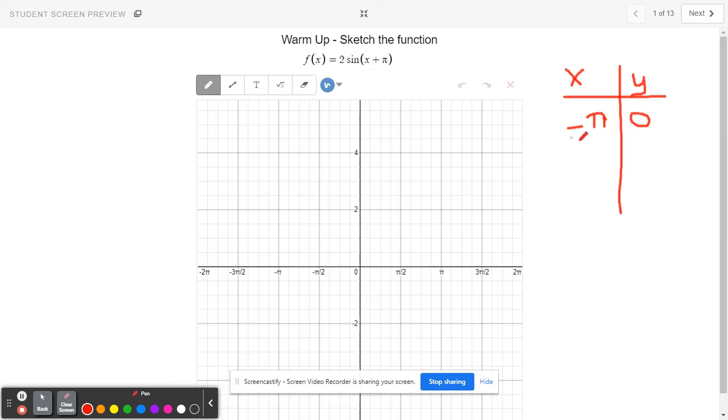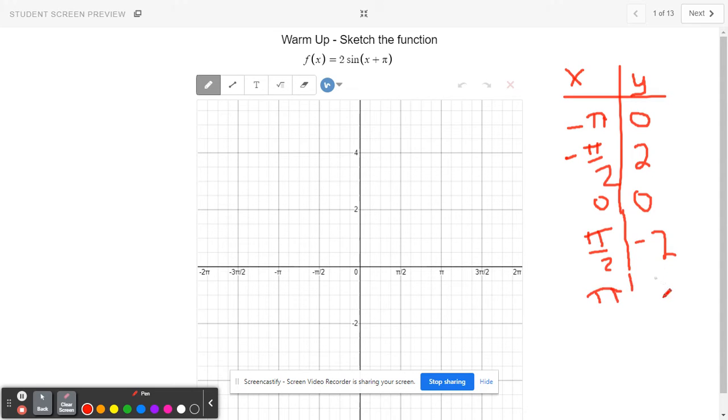And if I plug in negative pi halves, I get sine of pi halves, which is 1. 1 times 2 is 2. If I plug in 0, I get sine of pi. Sine of pi is 0. If I plug in positive pi halves, now I'm at 3 pi halves. Sine of 3 pi halves is negative 1. Negative 1 times 2 is negative 2. And if I go all the way to pi, I'm at 2 pi. Sine of 2 pi is 0.